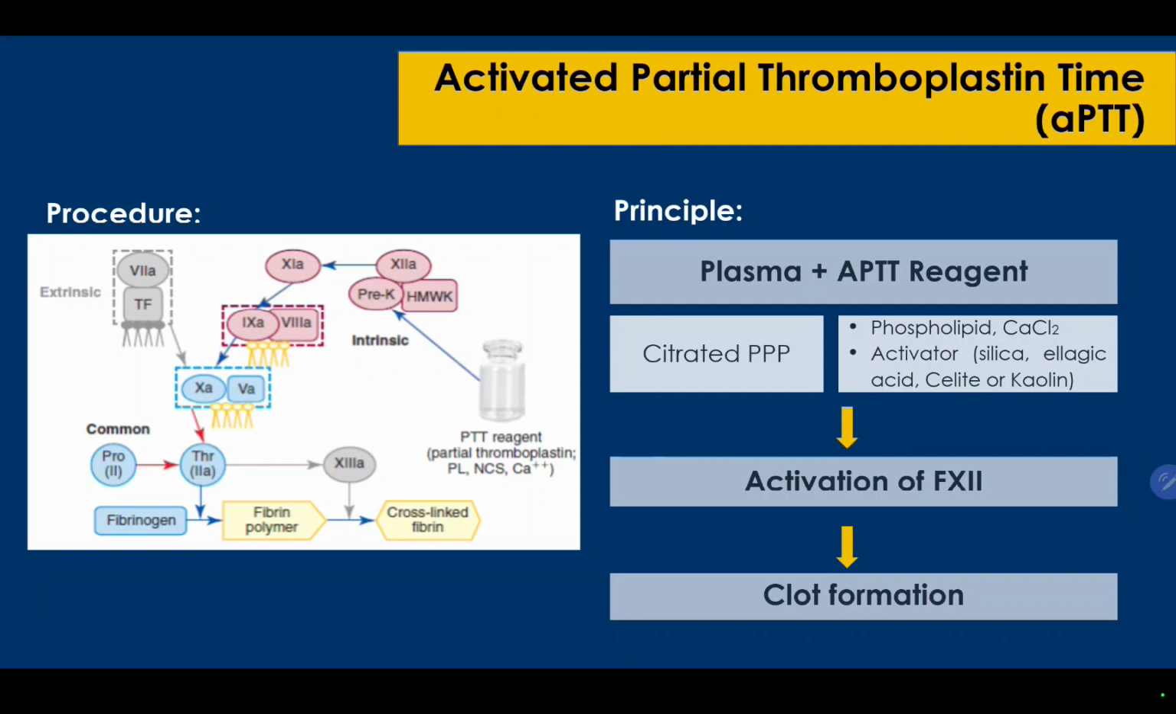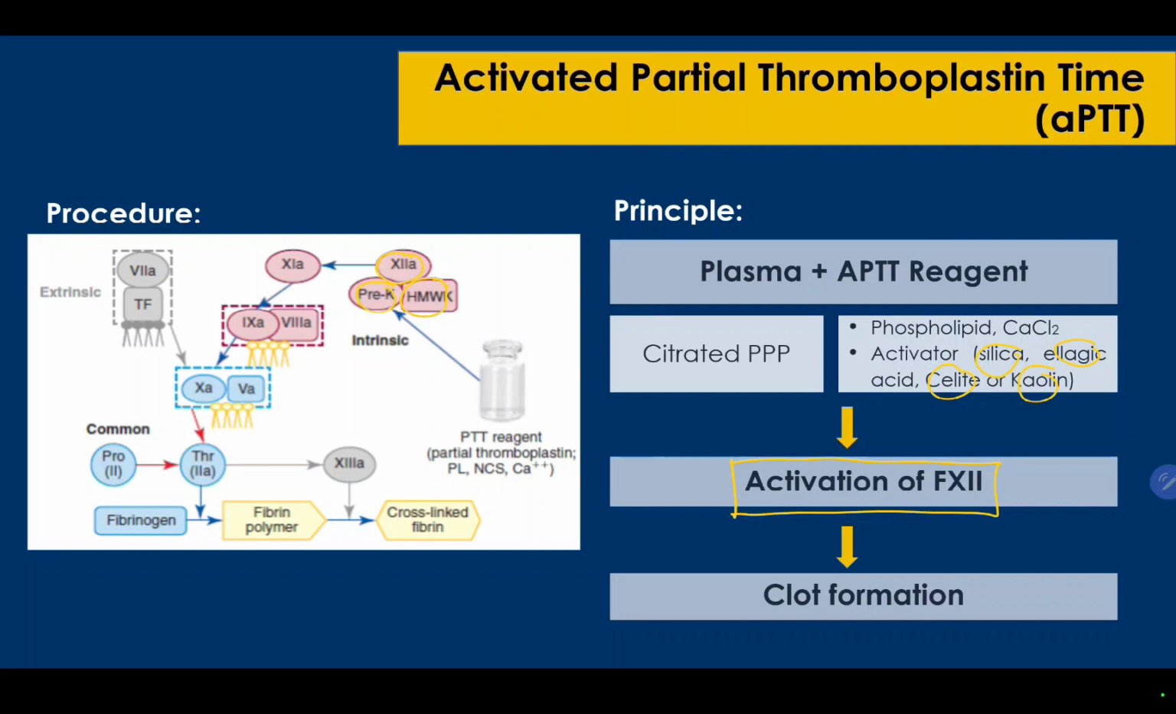The APTT measures all factors except factor 7 and factor 13. Partial activation is done during the addition of the first reagent, which has your thromboplastin. Maximum activation is achieved with the addition of the activator, such as your silica, ellagic acid, celite, and kaolin, as it triggers the contact factors 12, prekallikrein, and your high molecular weight kininogen. This then activates your intrinsic pathway.